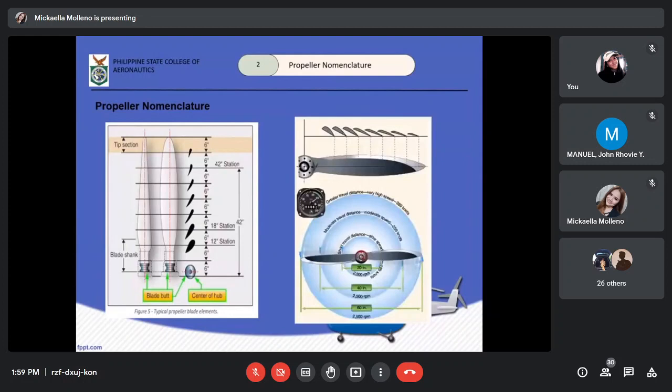So, since na-discuss na din natin na hindi pala pare-pareho yung distance na travel nila and yung speed nila. So, which part do you think travels faster? Is it the tip? Is it the root? Or is it the middle part?